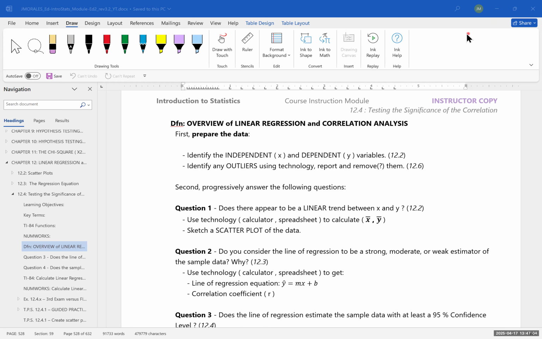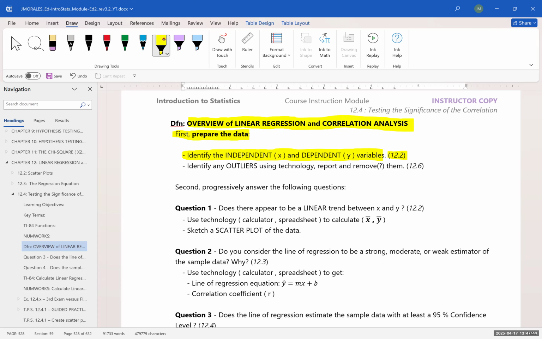Okay, so here we are in section 12.4, testing the significance of the correlation. Let's review very quickly what we've covered up until now. We're looking at an overview of linear regression and correlation analysis. The first thing you want to do is prepare your data. In section 12.2 we covered identifying the independent and the dependent variables.